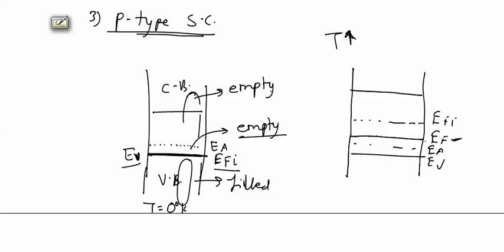This is the Fermi energy level of p-type semiconductor, and this is the Fermi energy level of intrinsic semiconductor. This Fermi energy level was at EV at T equal to 0. With increase in temperature, this Fermi energy level shifts towards EFI.